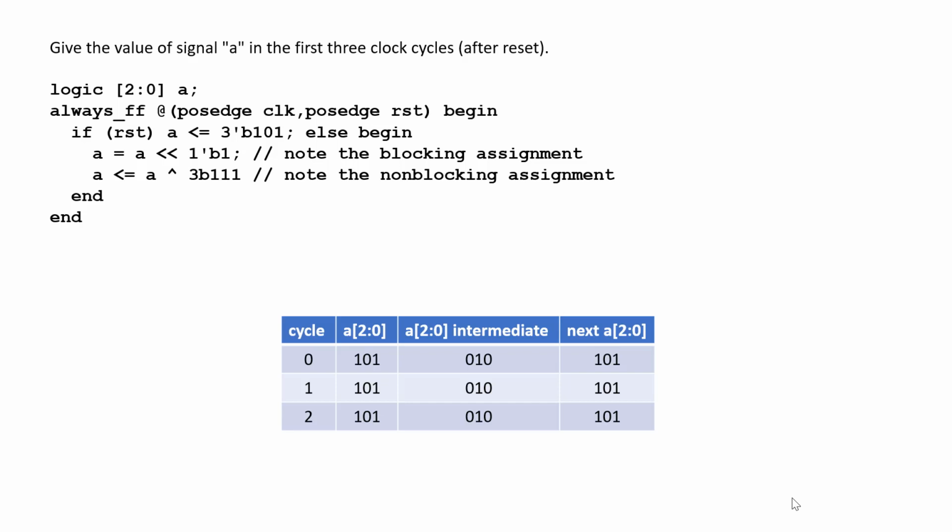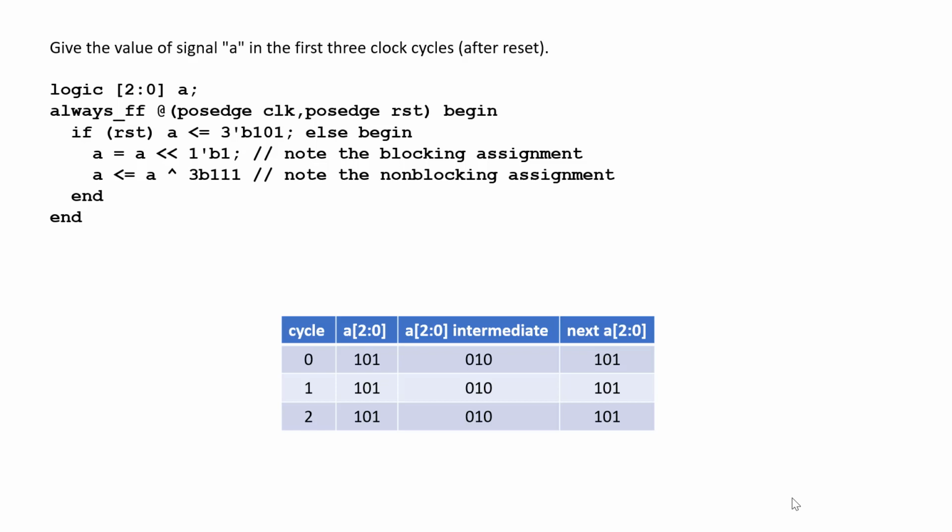So if you start out with 101, on the next cycle you're going to shift that 1 bit to the left. So 101 becomes 010, right? If you shift this to the left, you're going to delete the leading one, and you're going to shift in a 0 there, so 010. And then you're going to complement it and make it 101 again.